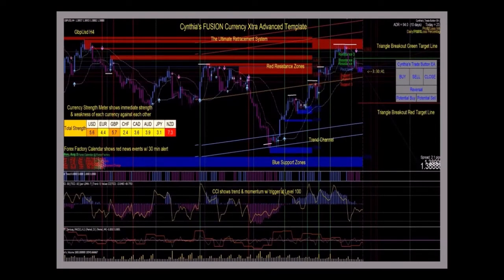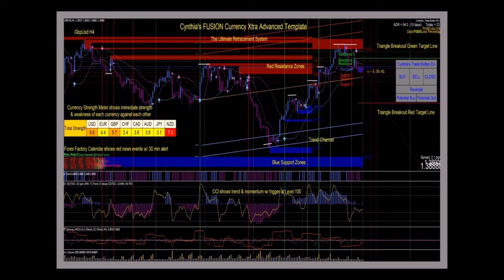In the extra advanced template, we've included the currency strength meter, which is this indicator right here, which shows the relative strength and weaknesses between the 8 different currencies, and we pair up a strong currency with a weak currency to find a new trend.